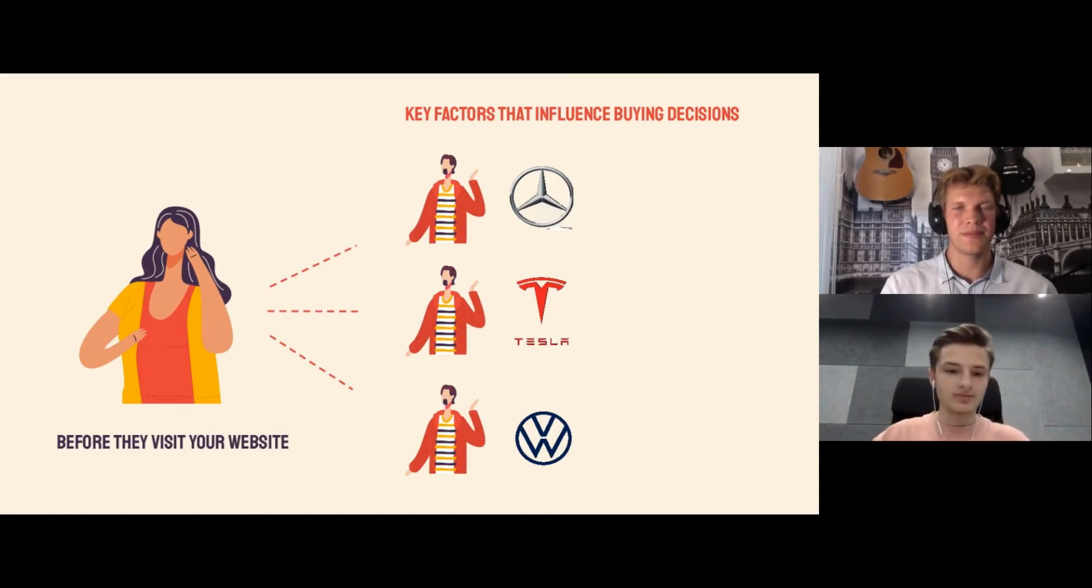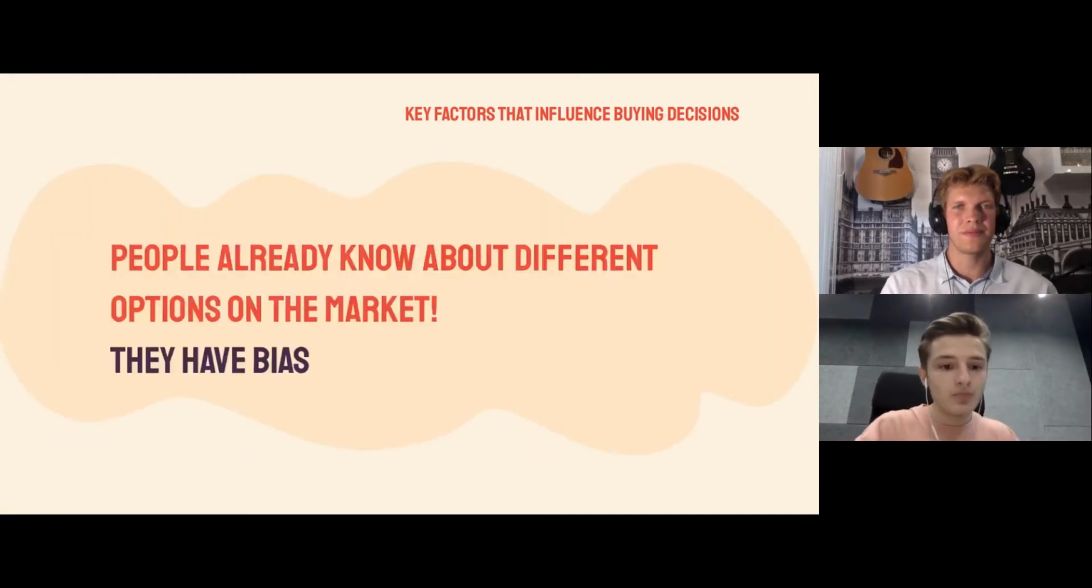So different resources, as mentioned before, are giving you different options. And that means that people, before visiting your website, already know about different options on the market. And that means they have bias. What is bias? This is the assumption on the part of a person that there are different options. I like this option, but at the same time, I can see some benefits from that option. They do not see the only solution right there.